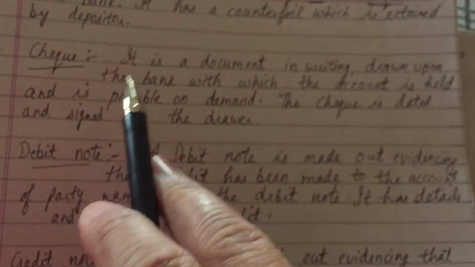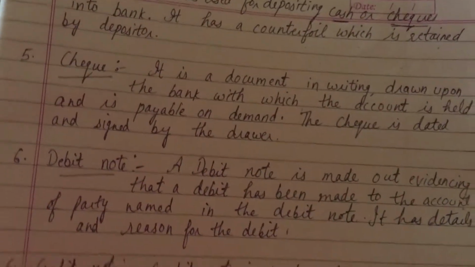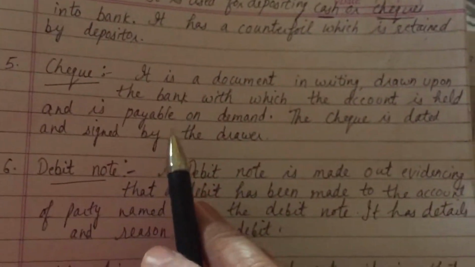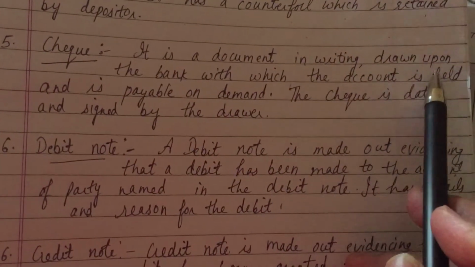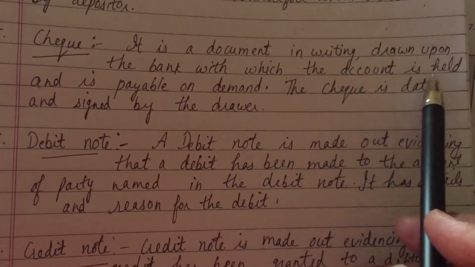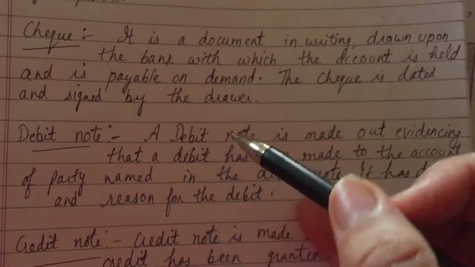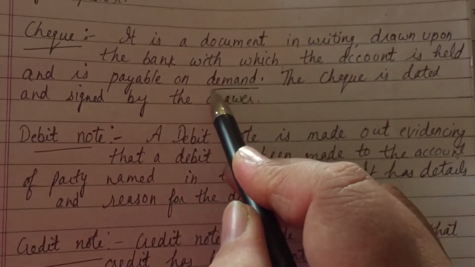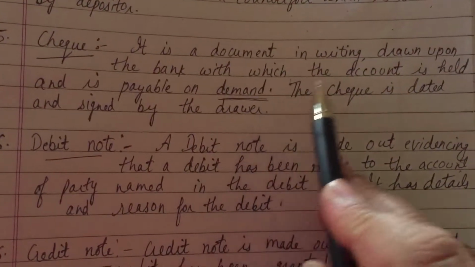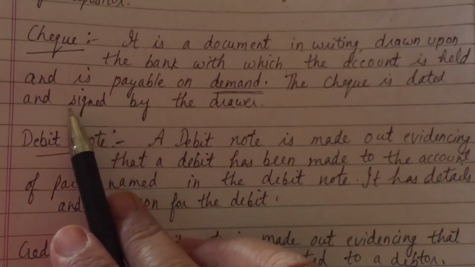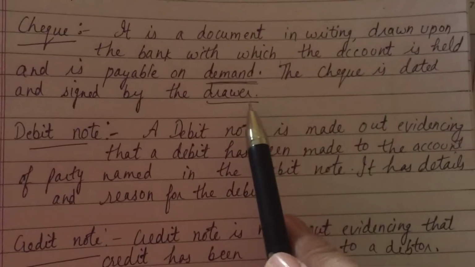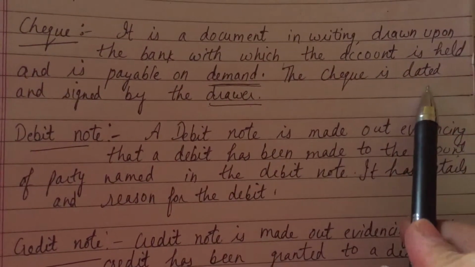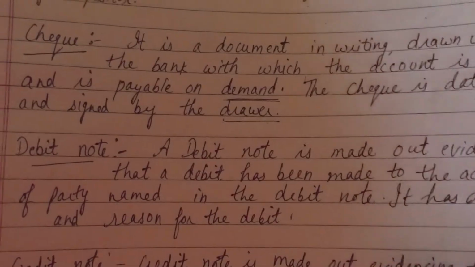So the next source document is the check. As you all know, a check is a document in writing drawn upon the bank with which the account is held and is payable on demand, meaning whenever demanded, the check is payable. The check is dated and signed by the drawer. Drawer means maker. Signature of the maker and date are necessary on the check.